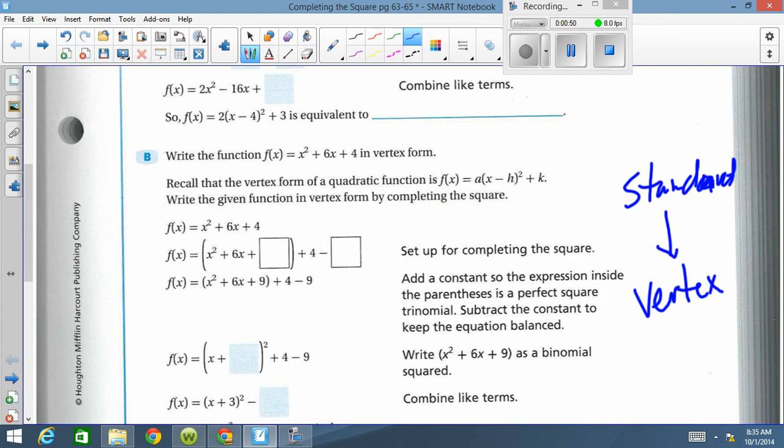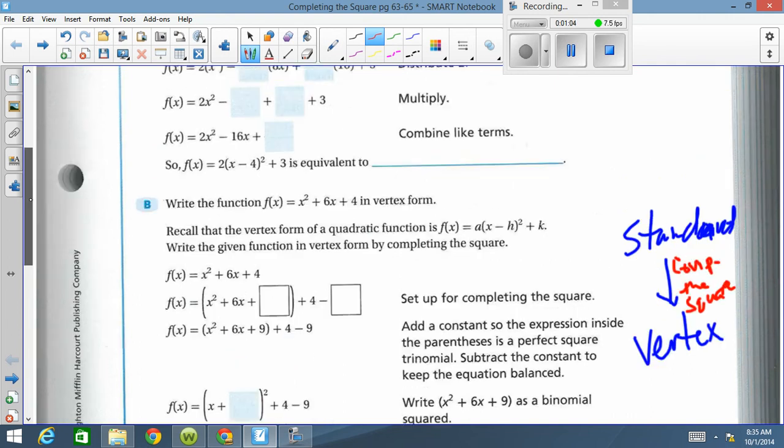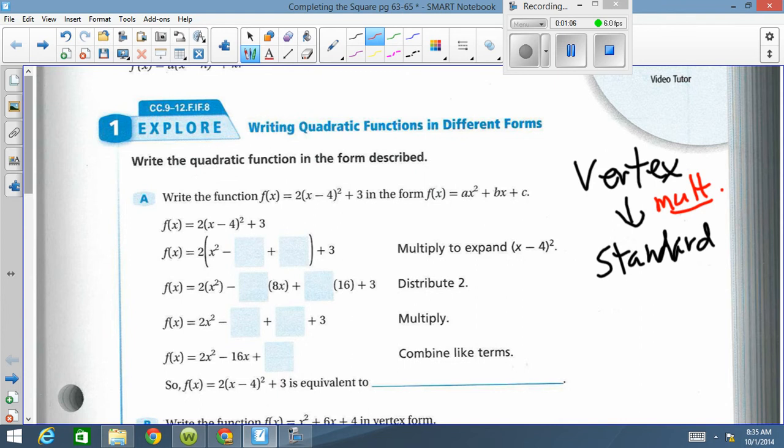And when we go from standard to vertex, we're going to achieve that by doing this thing called completing the square. But we'll get to that in a minute. First, let's look at the example at the top, going from vertex form to standard form.